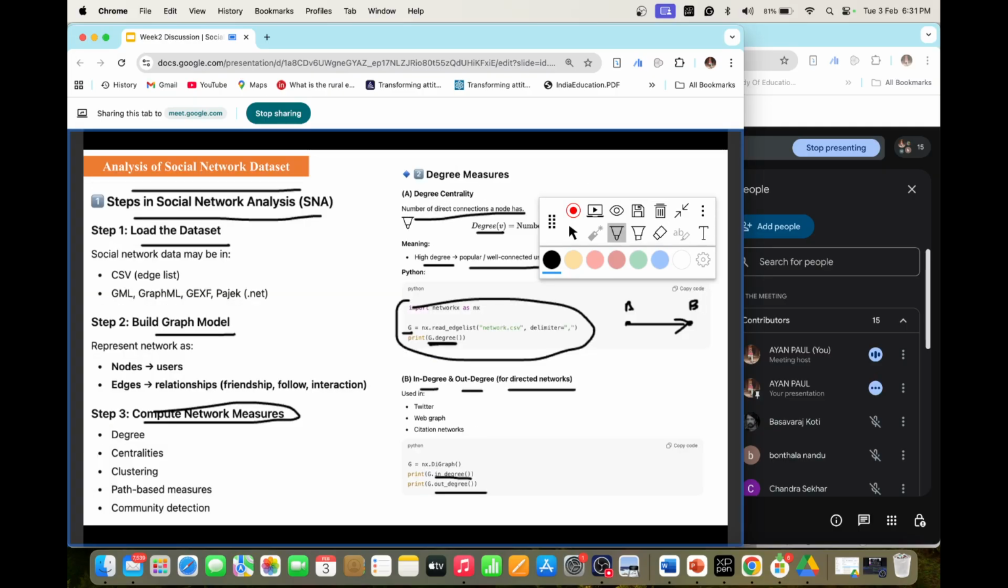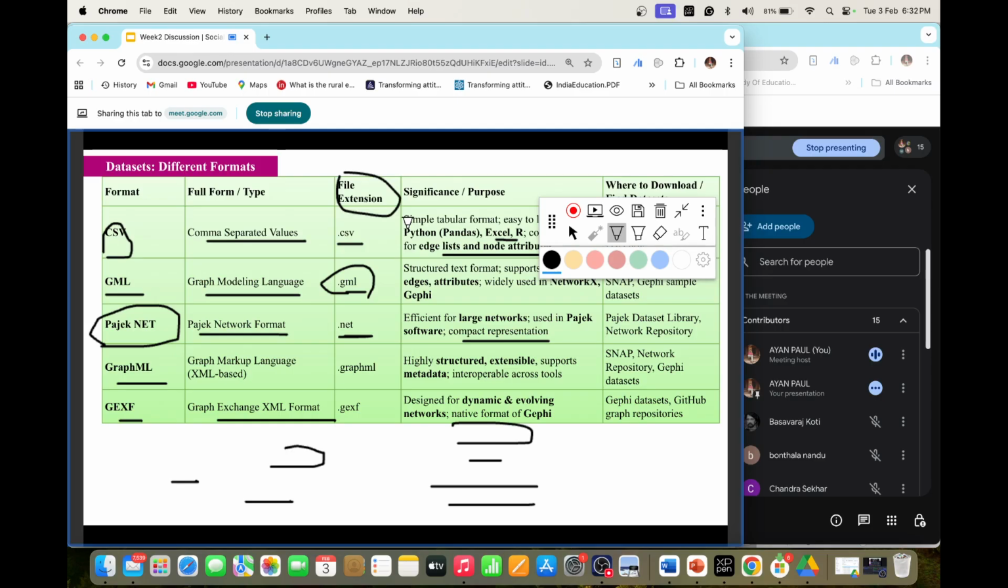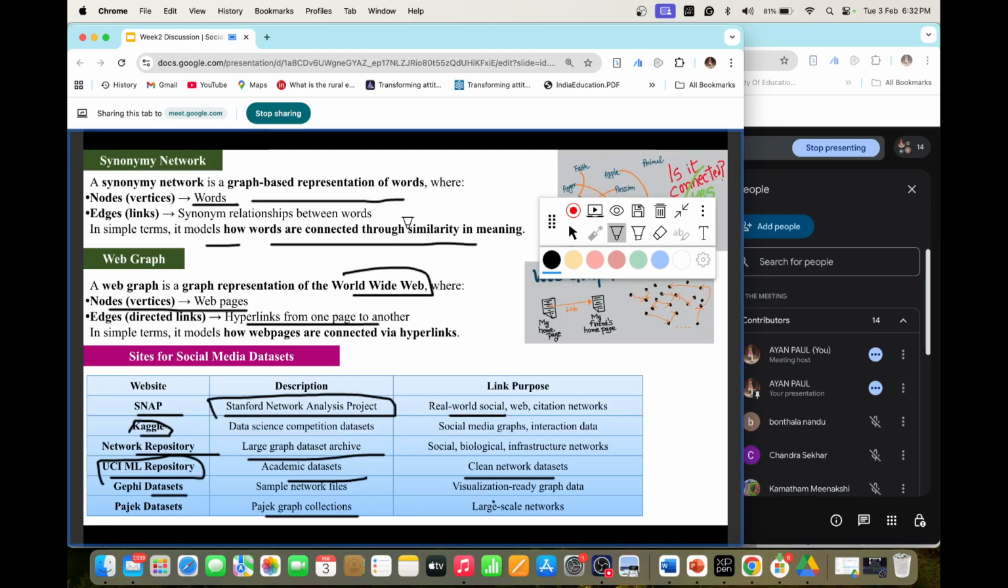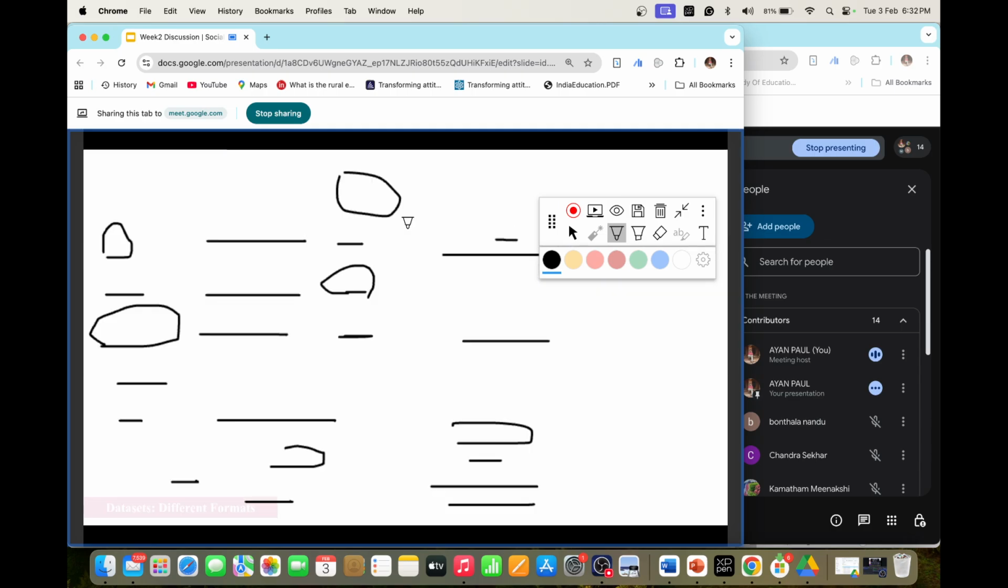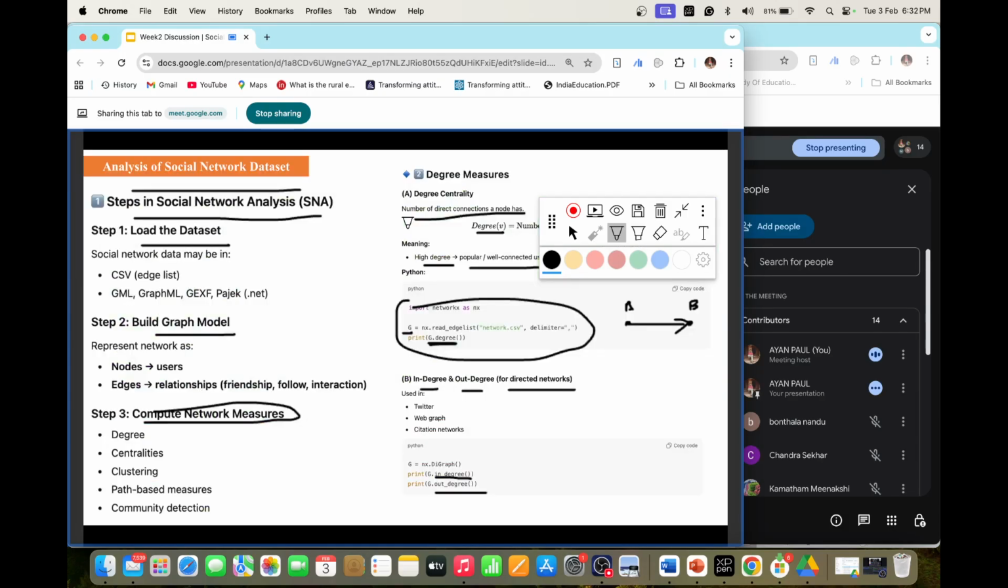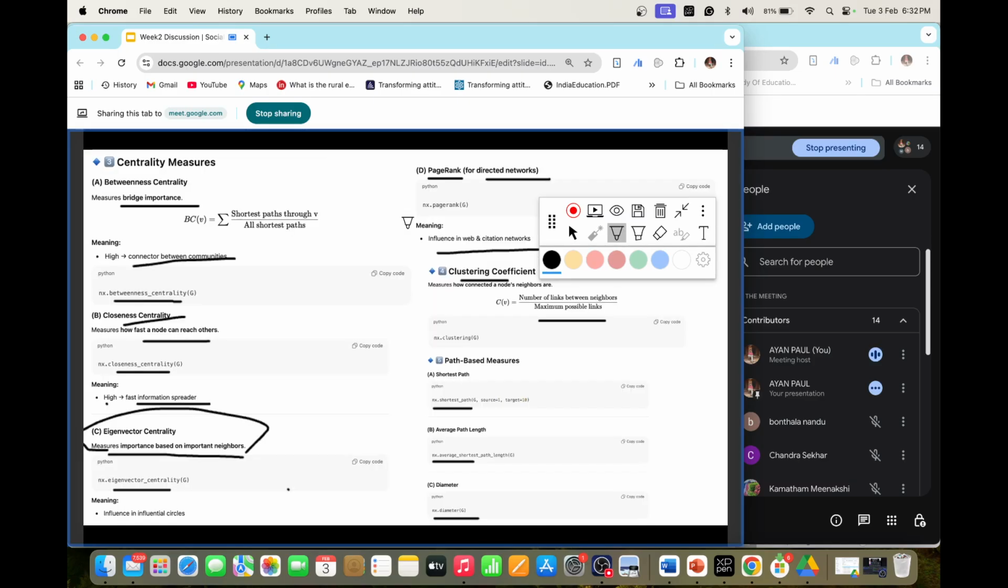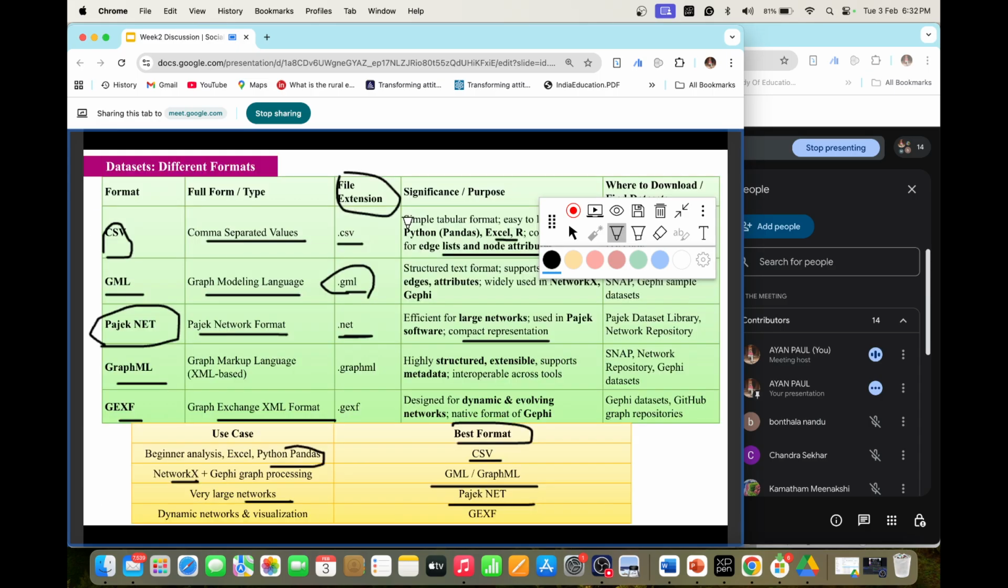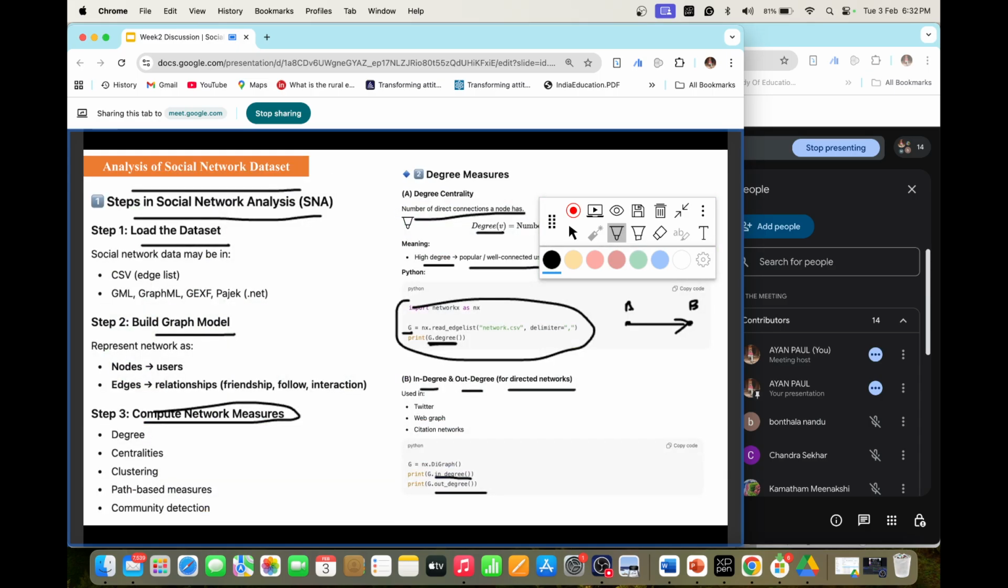Okay, so this is again a very important topic. So what I have told, there are different social network datasets, and then we can download these datasets in different formats. Once you download the dataset, you can load the dataset, build the graph model, and then compute the network measures like degree, centralities, clustering, path based measures, etc. Okay, so this is regarding the analysis of social network data sets.